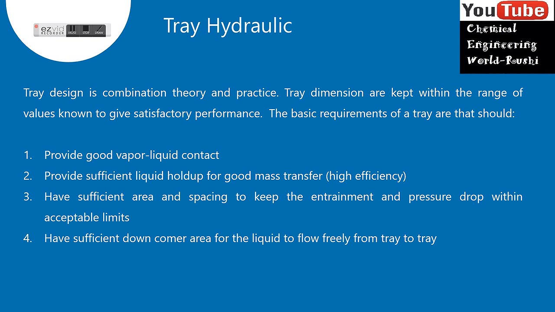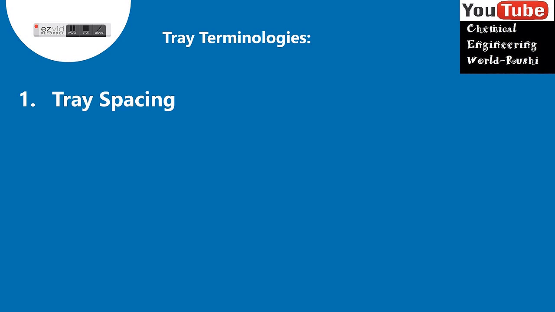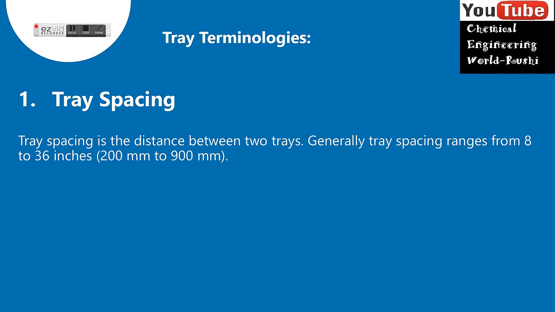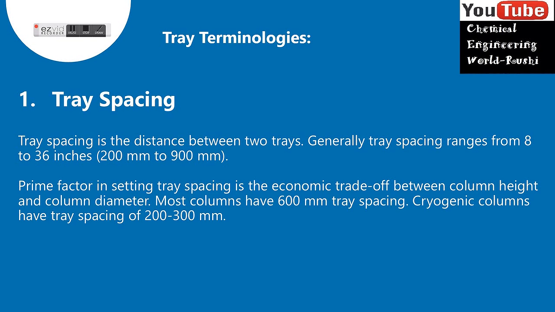Tray terminologies. 1. Tray spacing. Tray spacing is the distance between two trays. Generally tray spacing ranges from 8 to 36 inches. Prime factor in setting tray spacing is the economic trade-off between column height and column diameter. Most columns have 600 mm tray spacing. Cryogenic columns have tray spacing of 200 to 300 mm. See this table for reference.